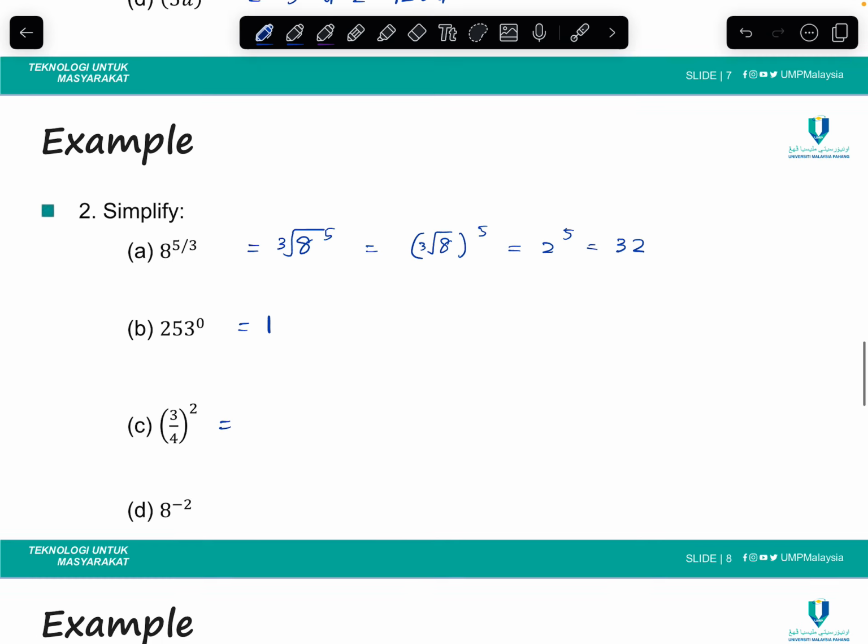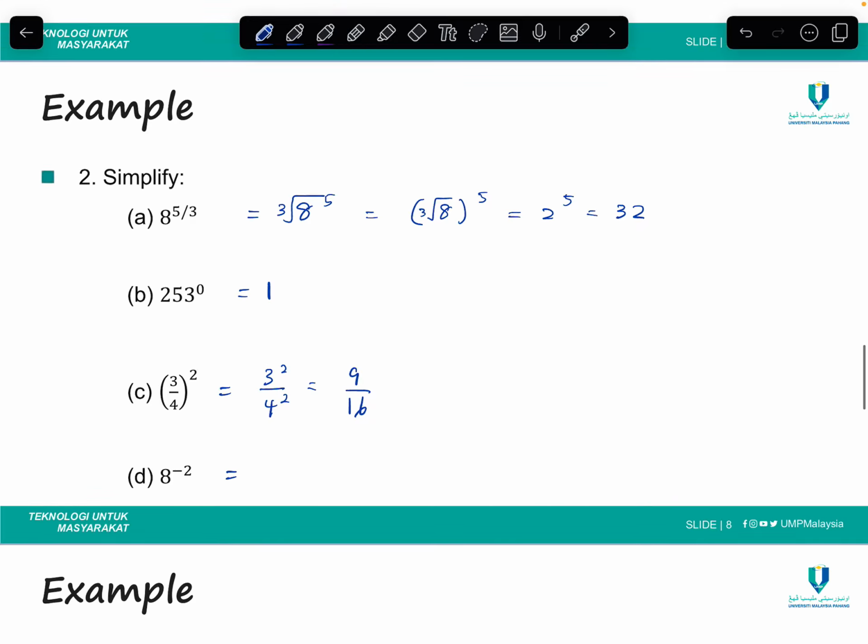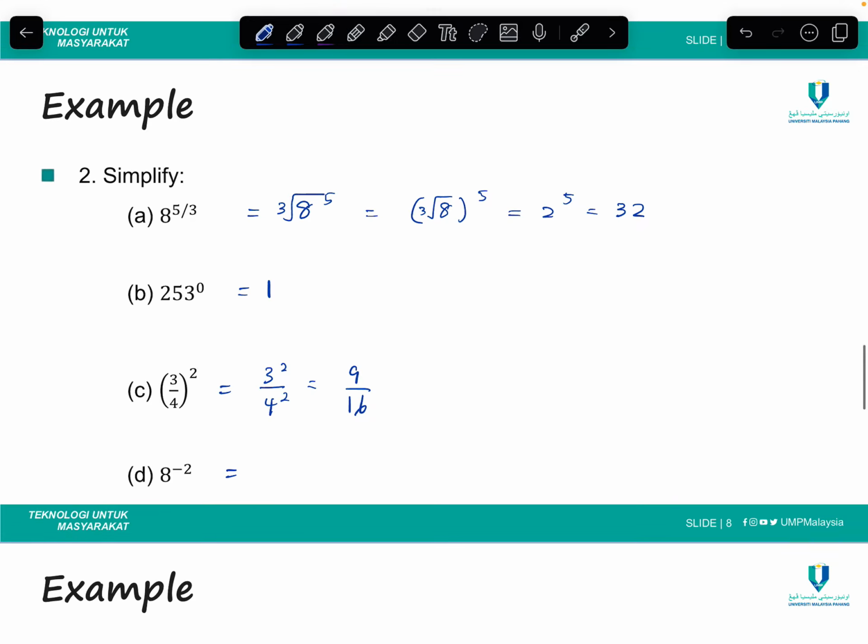Question C, you have a fraction and outside of the fraction has a power, so each element gains the same power, so it equals 9 over 16. And for the negative index, it equals 1/8 power of 2, equal to 1 over 64.